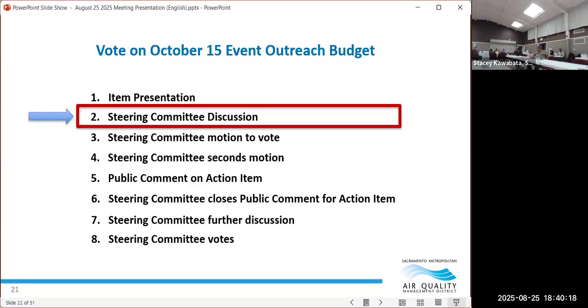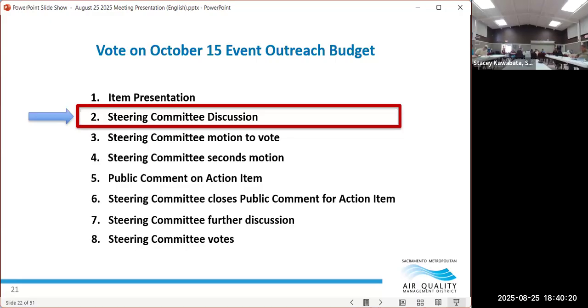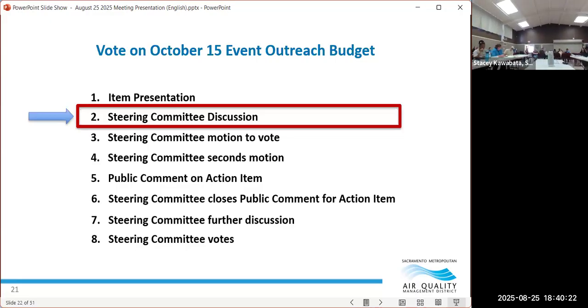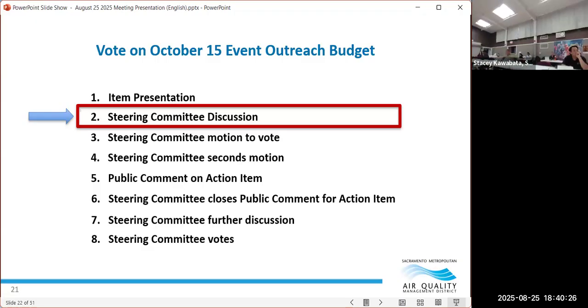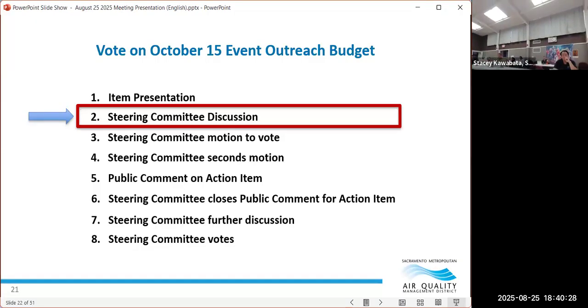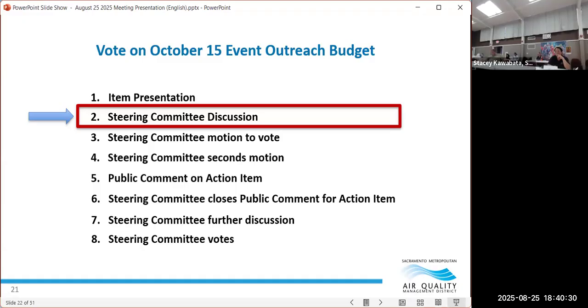Oh, sorry, can I get steering committee discussion first before we jump into the motion? Motion, second. I like the motion, I'm all for it, I will be happy to make the motion, but I'm just curious, have we decided on where this event will be?